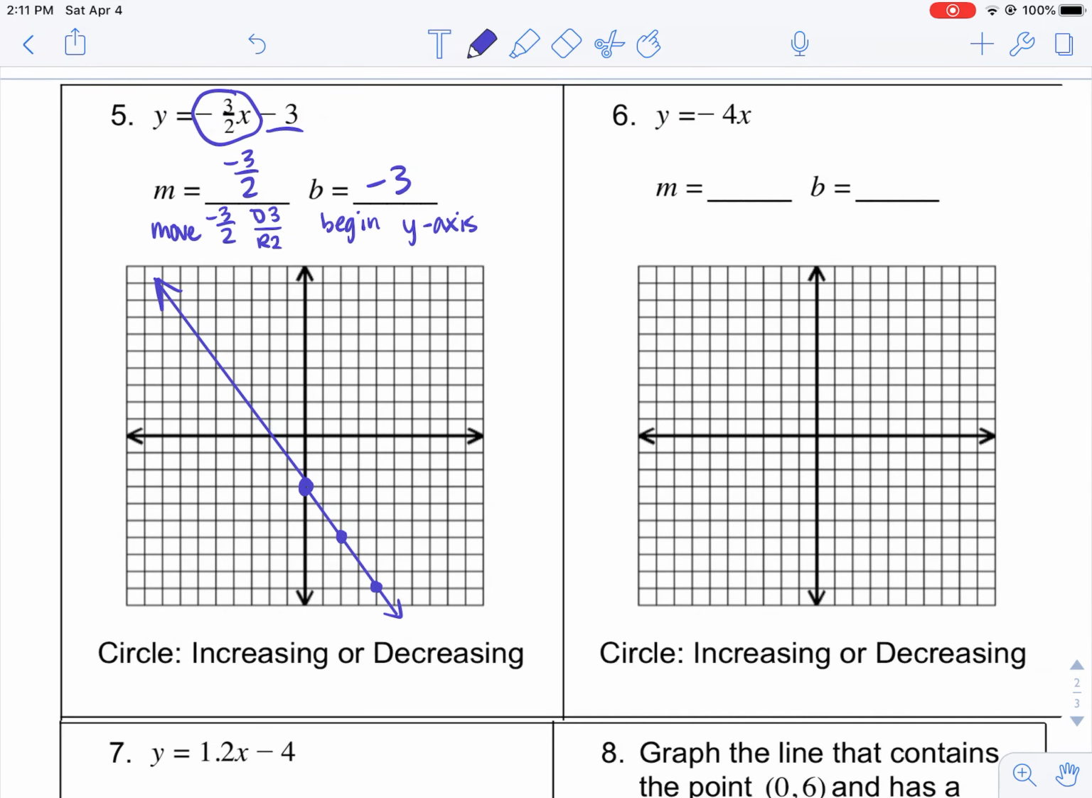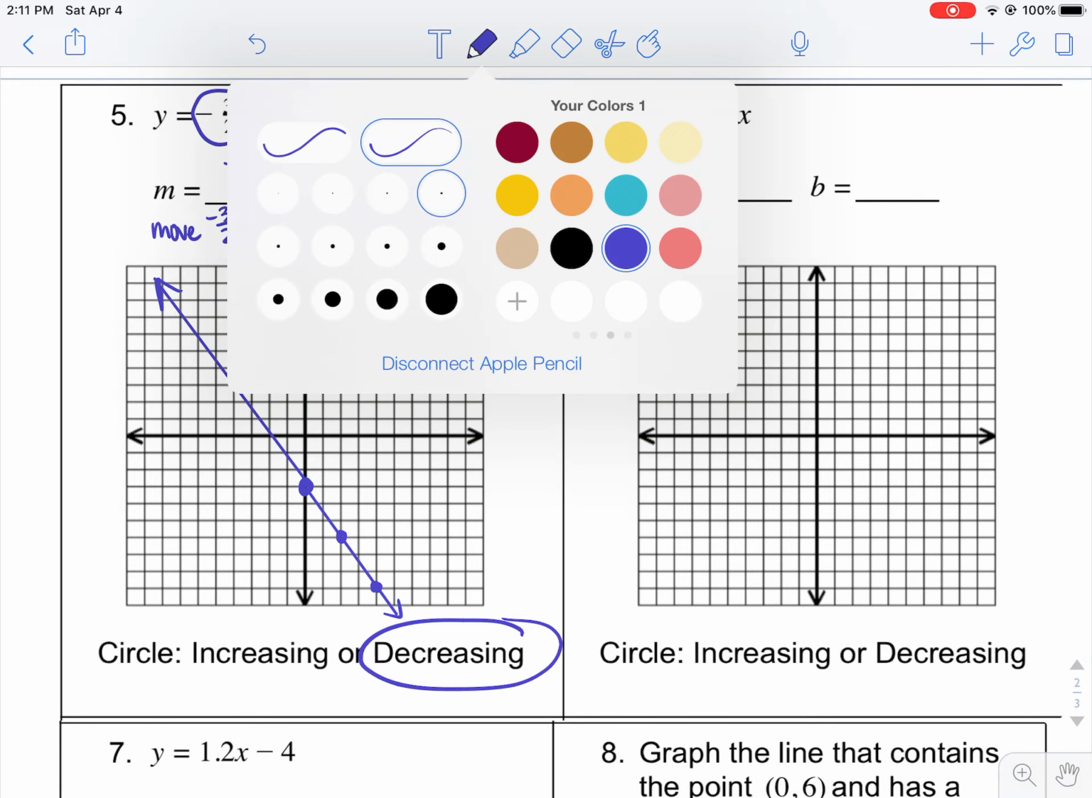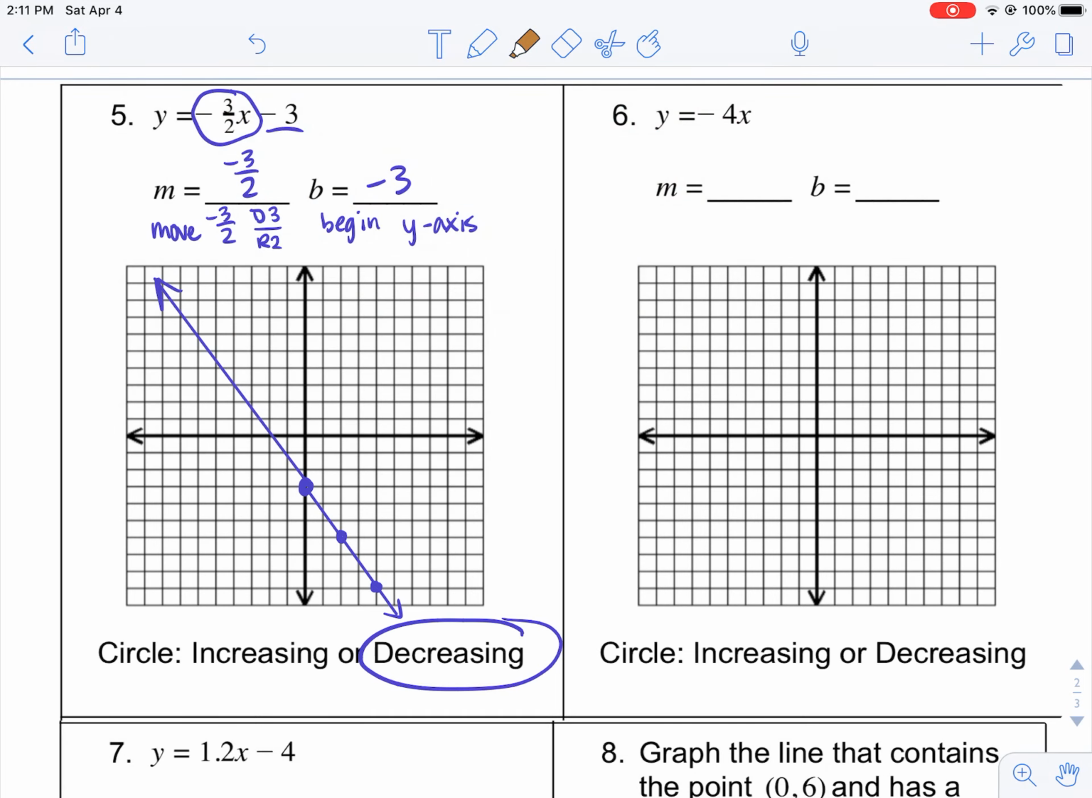Okay, and then I can see this line as we read from left to right. We read them left to right, you are going down. If you were in a chair going on that line, left to right, you would be going down the line. If you put a skateboard on the left, it would slide down, not up.